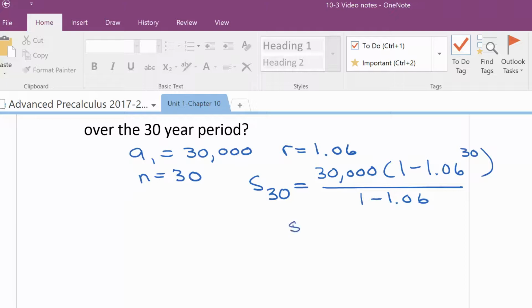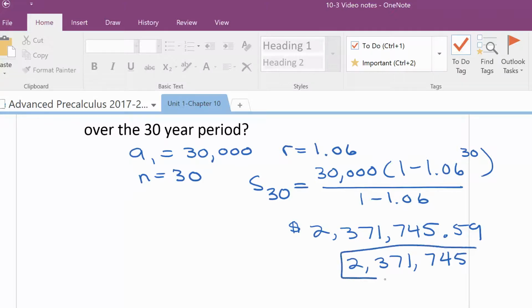You get approximately $2,371,745.59. So you could say approximately $2,371,745 is how much you will make in that 30-year period.